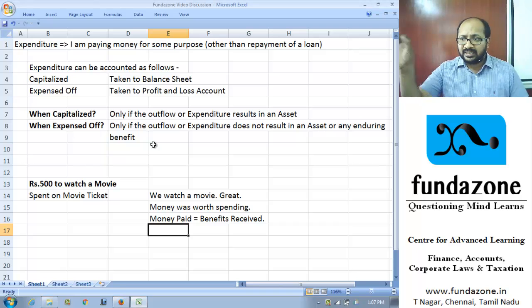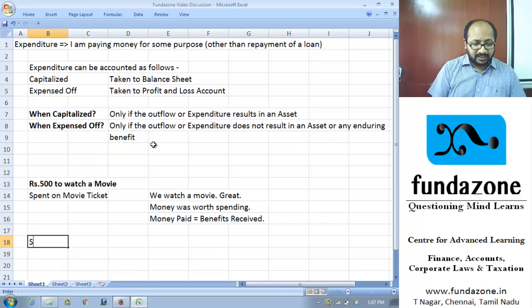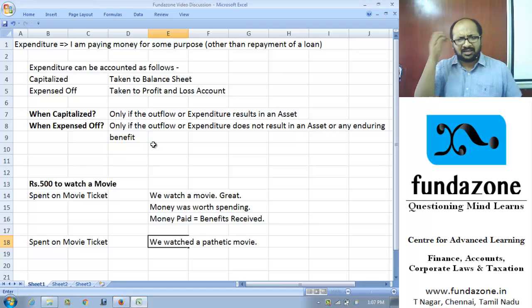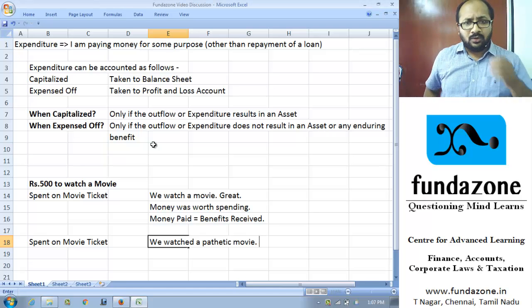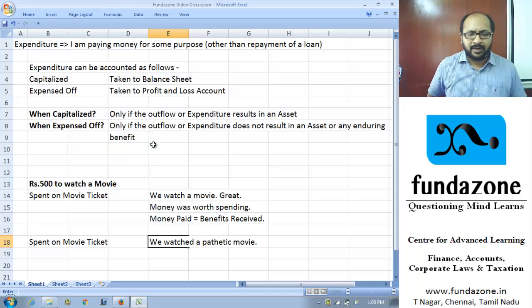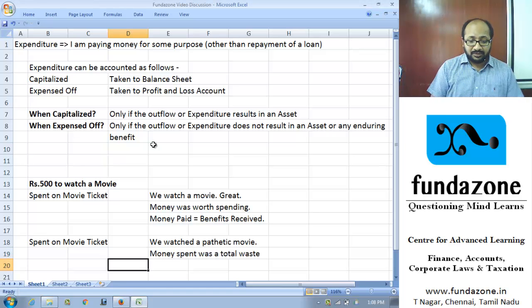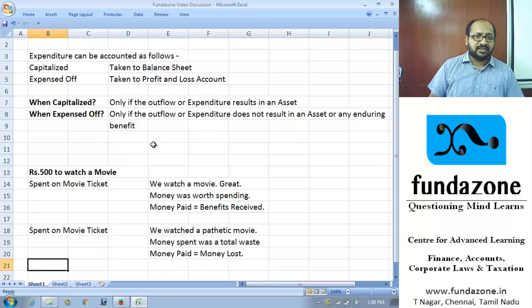We call this scenario an expense. Let's say that, same example, spent on a movie ticket, we watched a pathetic, atrocious movie. There are countless ones that come your way, so no harm at all. But the point right now is that three hours later, you are wondering why in the hell you spent that much money in the first place. Suppose the money spent was a total waste, which implies money paid is equivalent to money lost. Here we call this scenario a loss.